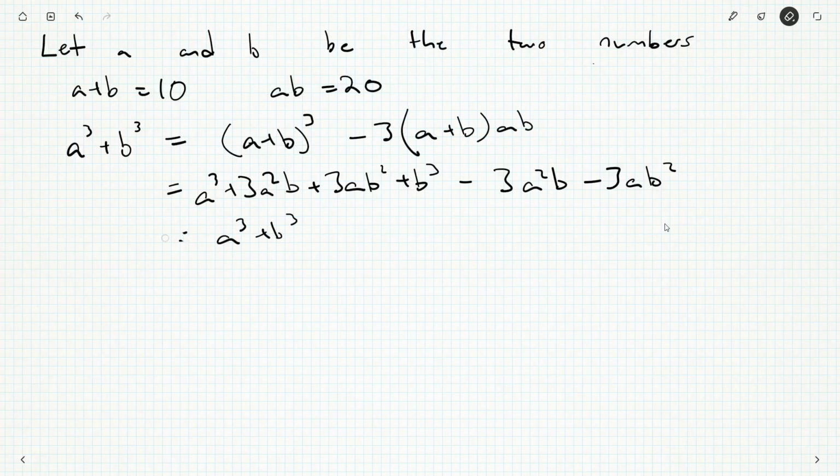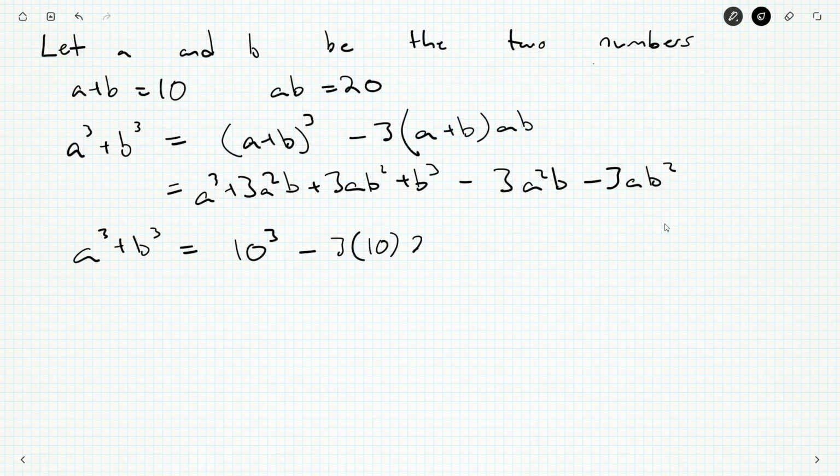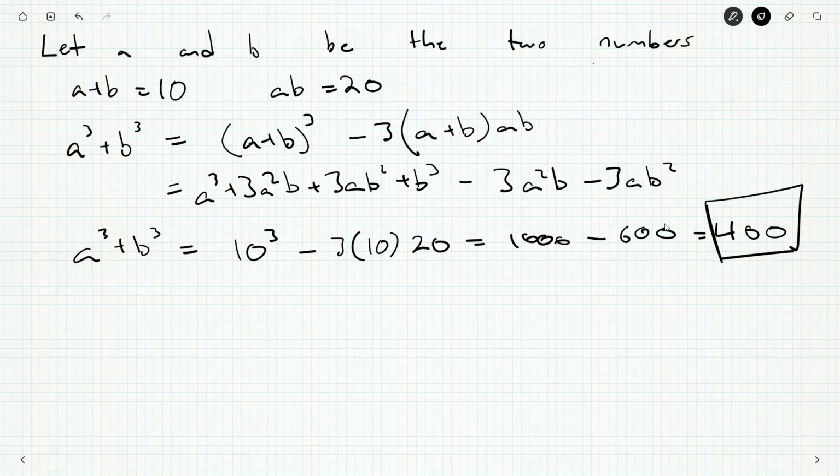Okay, great. So that means A cubed plus B cubed, the sum of the cubes, is 10 cubed minus 3 times 10 times 20. So that's 1,000 minus 3 times 20 is 60, times 10 is 600. So the sum of the cubes, whatever they are, is 400. So you'll notice I have no idea what A is. I have no idea what B is. I don't need to know.